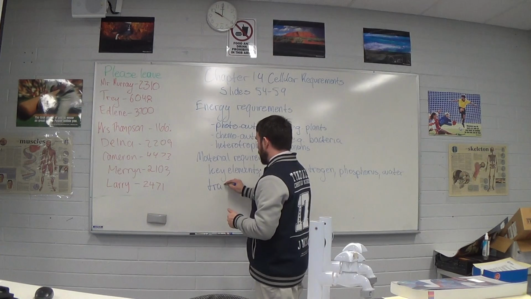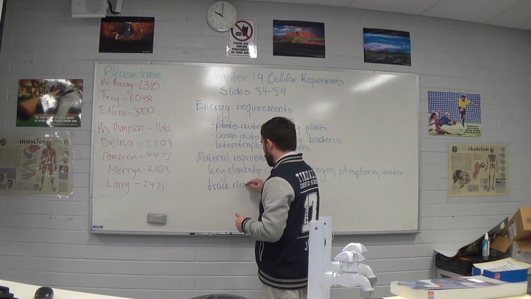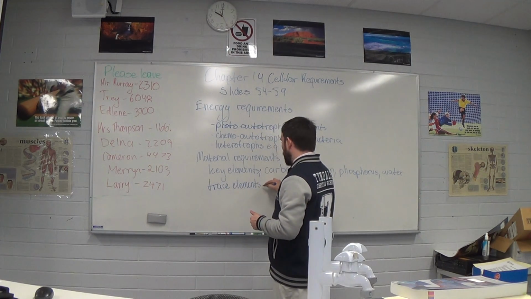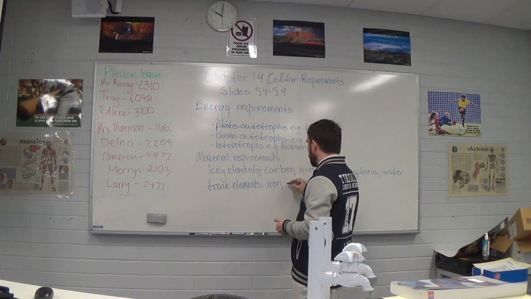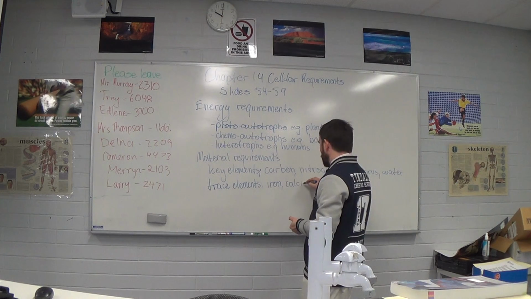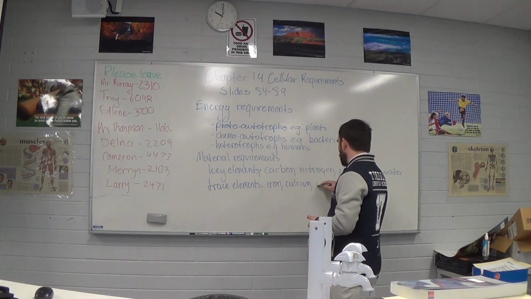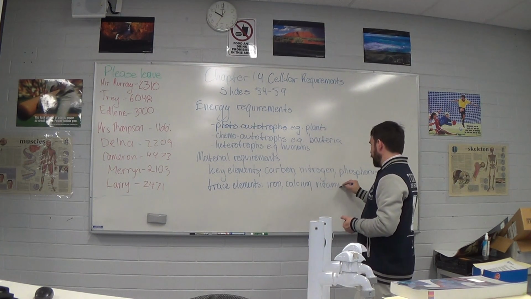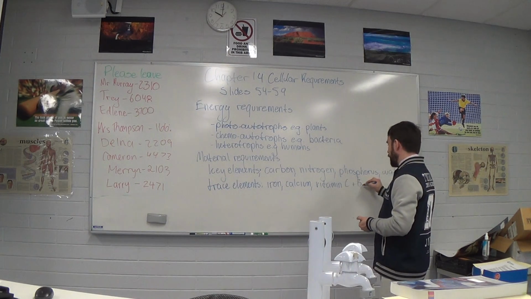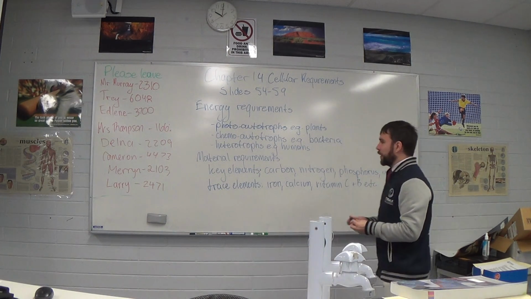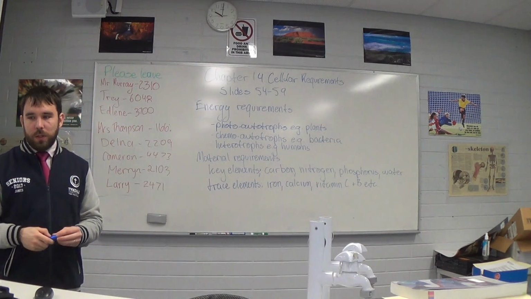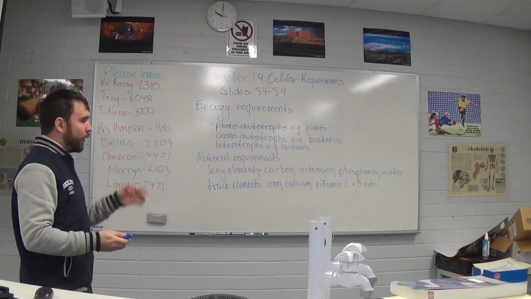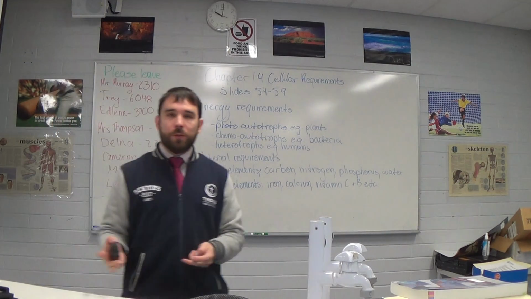So we've got our key elements, and then our trace elements. For example, iron, calcium, vitamin C and B, etc. Key elements are needed in large quantities, trace elements in considerably lower quantities. Without either of those, we're going to have some significant problems that will result in disease.